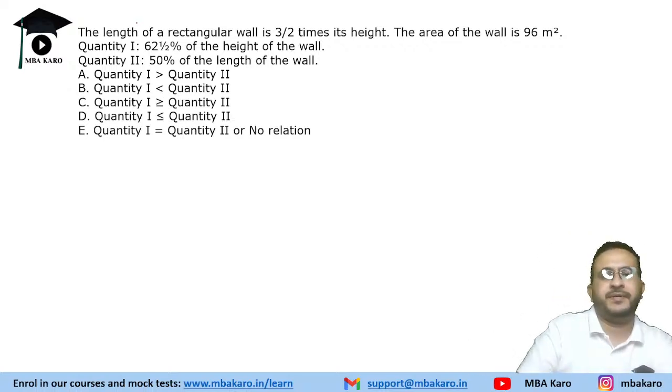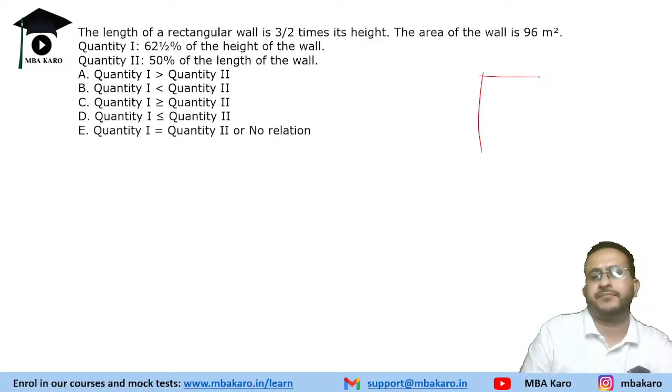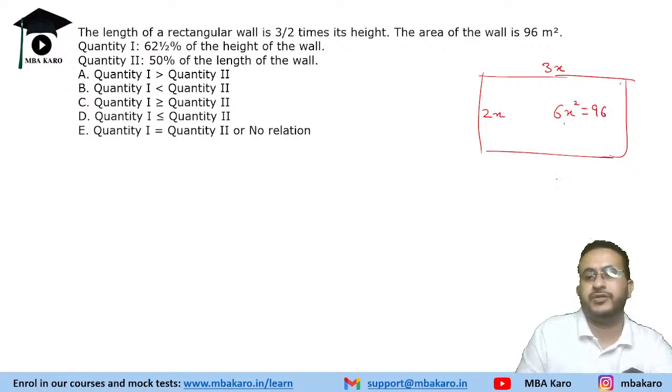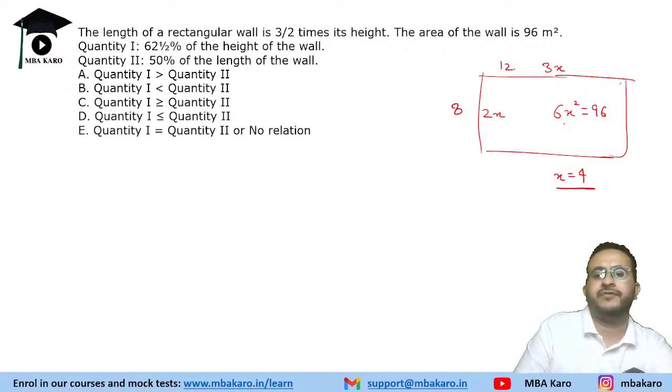Now, this is very simple. Length and height is there. Length is 3.2 times its height. So if height is 2x, length is 3x. Right, so 6x square will be area, that is equal to 96. X square is 16. So x is equal to 4. So that means 8 and 12.